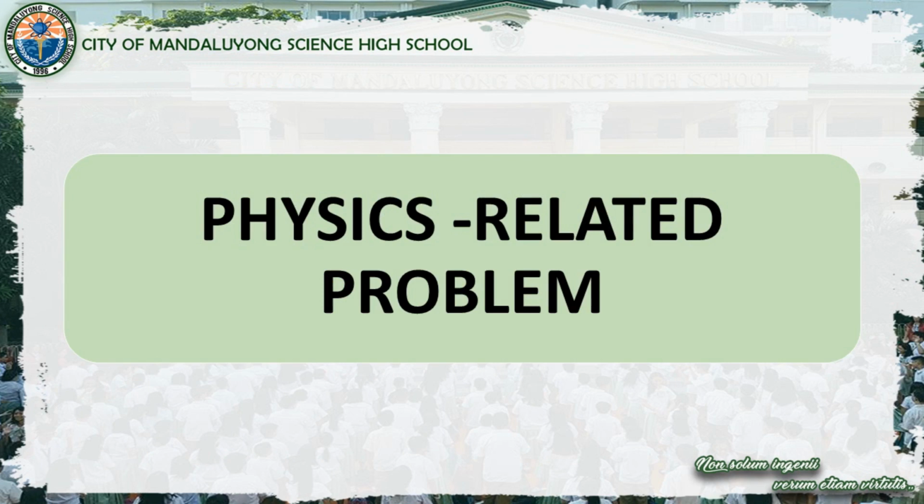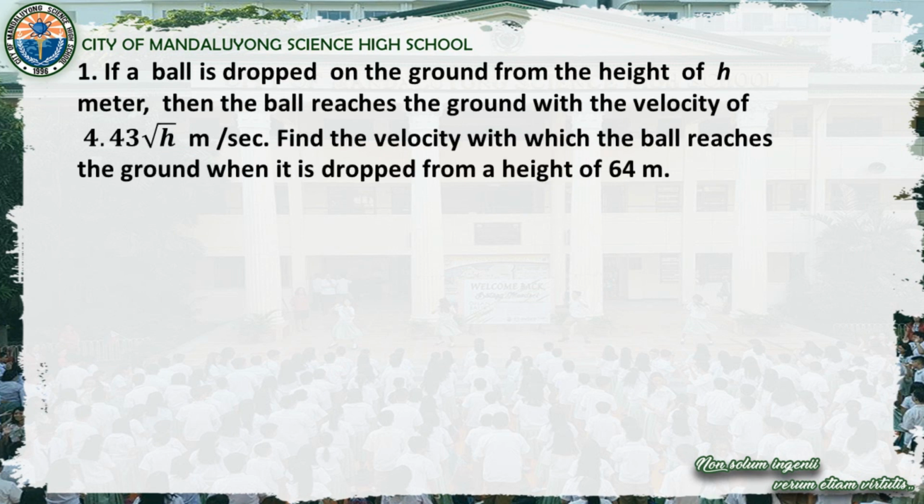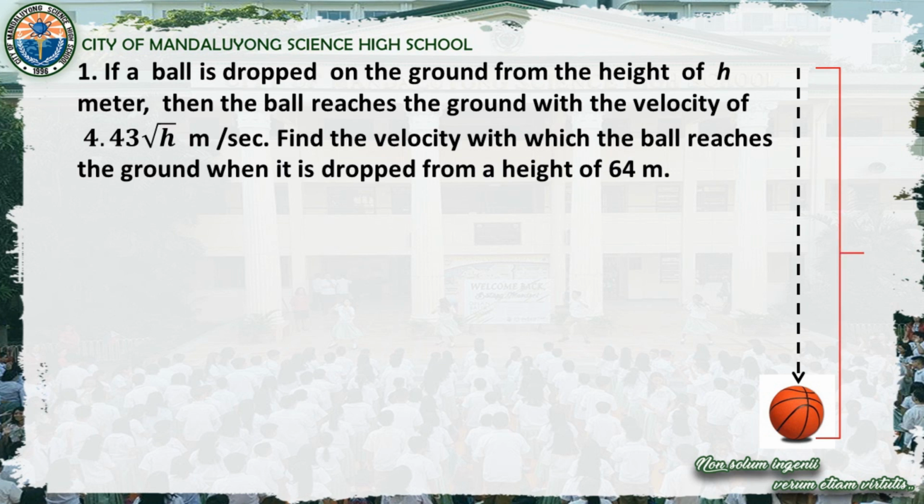Okay, let's try to solve a physics-related problem. Now, the problem goes this way. If a ball is dropped on the ground from the height of h meters, then the ball reaches the ground with a velocity of 4.43 times the square root of h meters per second. Find the velocity with which the ball reaches the ground when it is dropped from a height of 64 meters. So this is the illustration.